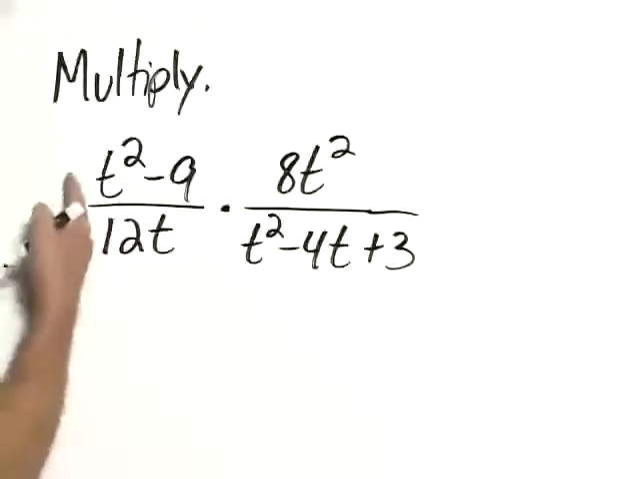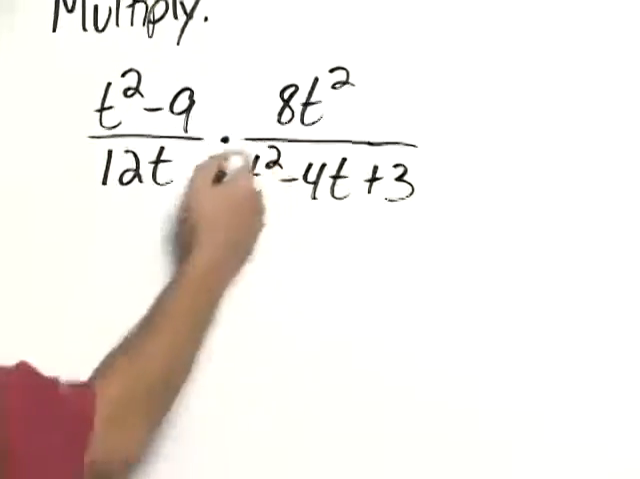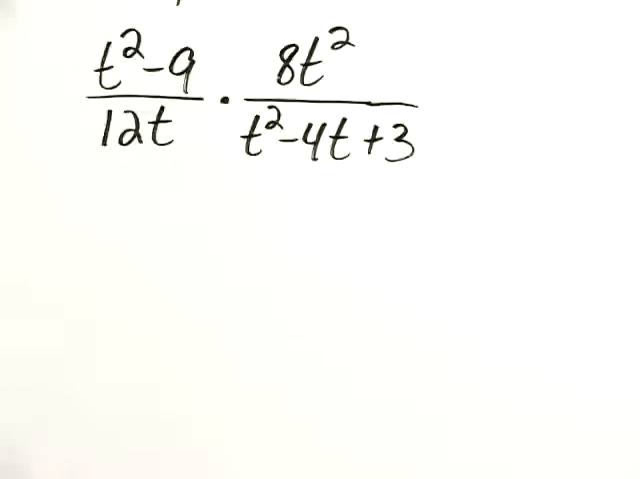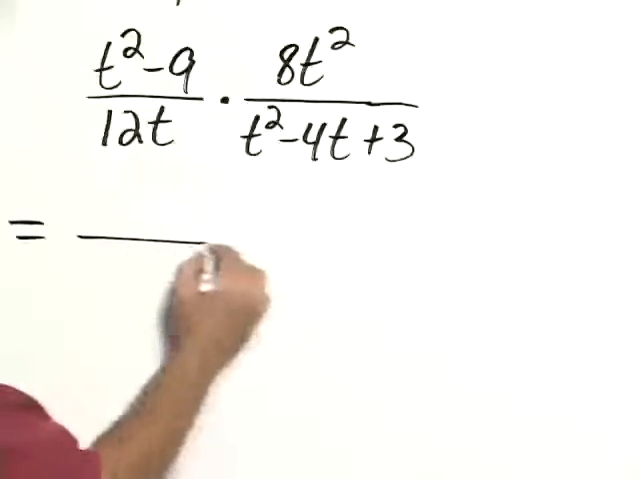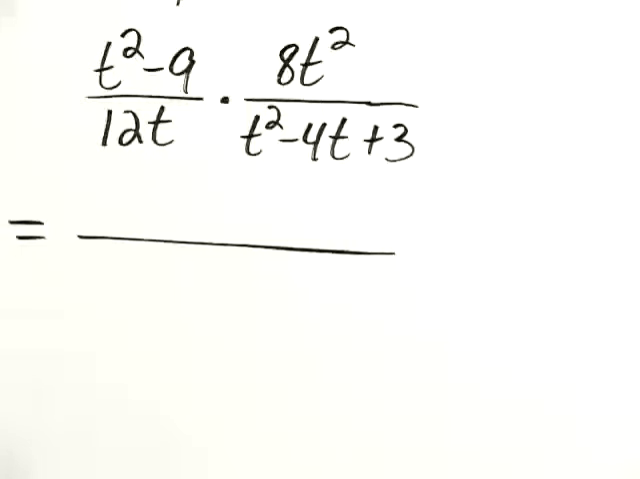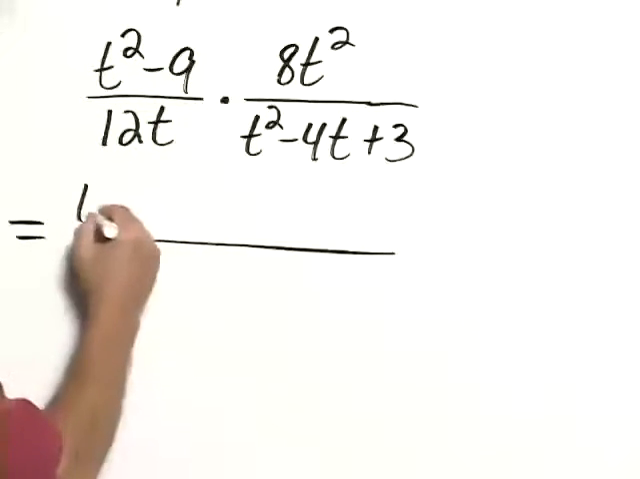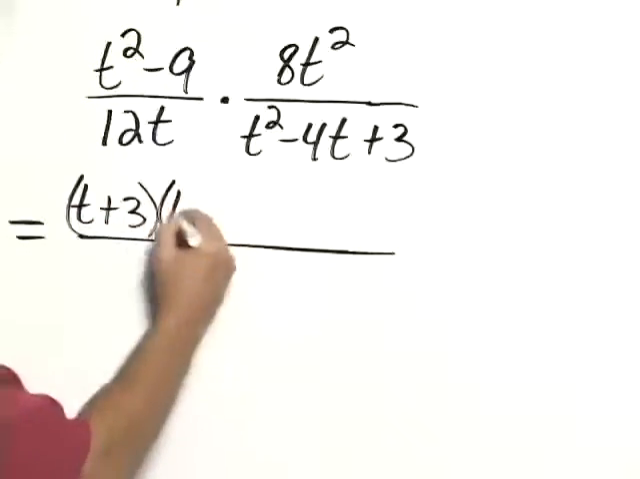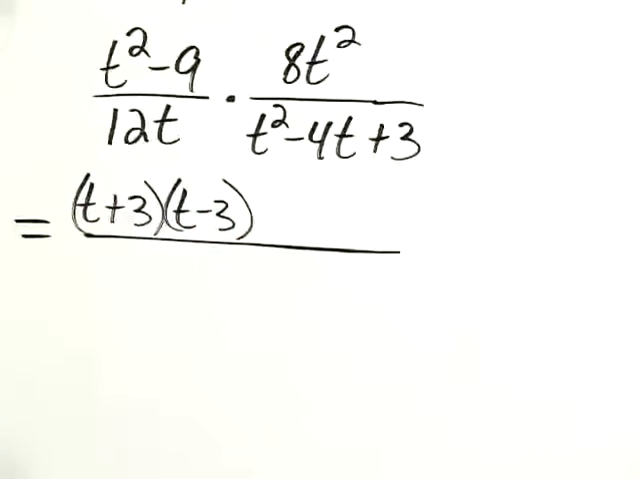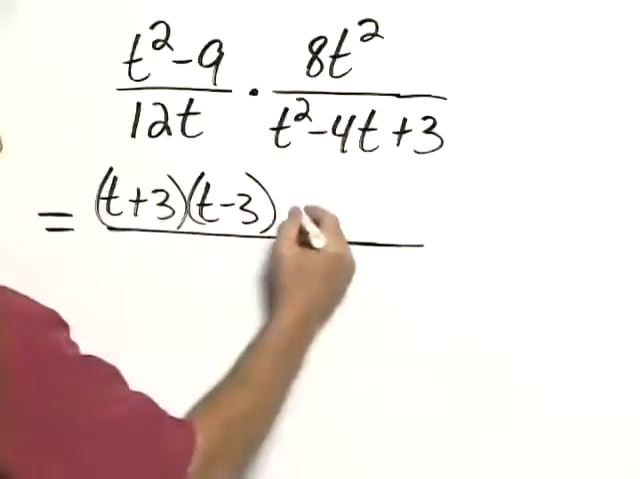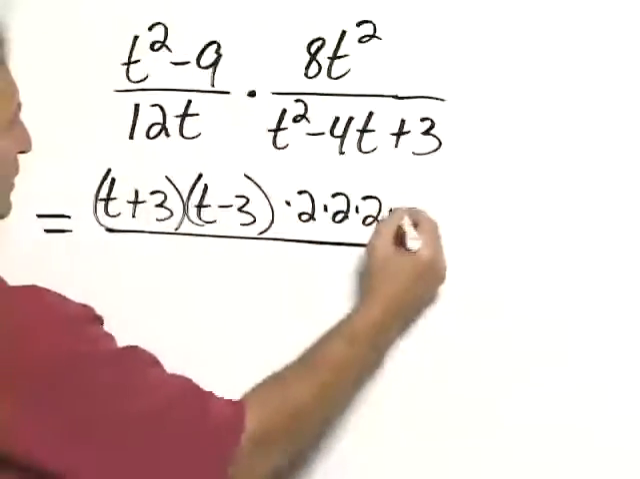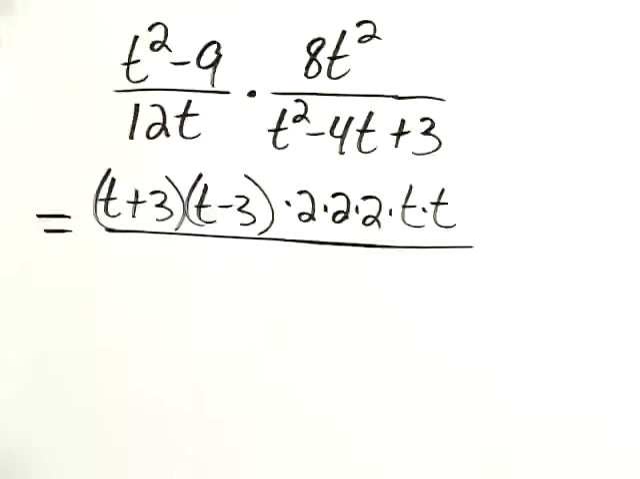So when we're multiplying rational expressions, we multiply the numerators together and we multiply the denominators together. Remember, however, that before we actually carry out the multiplication, we factor each of them to see if there's any possibility of removing factors of 1. So, t squared minus 9 is t plus 3 times t minus 3. In factored form, 8 would be 2 times 2 times 2, and t squared would be t times t.